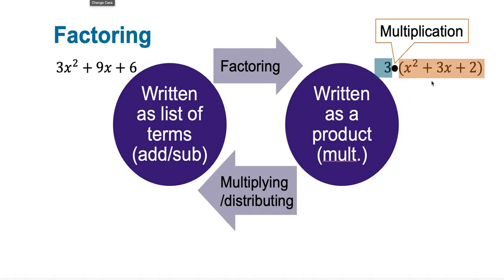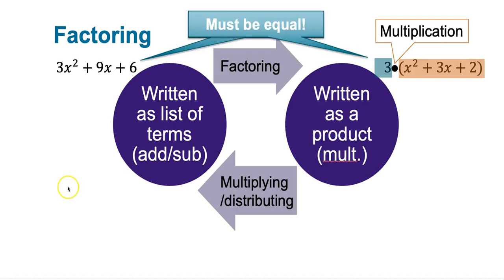The individual expressions are allowed to have addition and subtraction in them, but the thing that makes it factored is that the first level is two algebraic expressions multiplied together. Now, a critical piece of this is that the two ways of writing the algebraic expression must be equivalent, must be equal to each other. If I write the algebraic expression in this format as an addition or subtraction of terms, or if I write the algebraic expression in this format as the product of two other algebraic expressions, it doesn't matter. They have to be the same. They have to be equal.